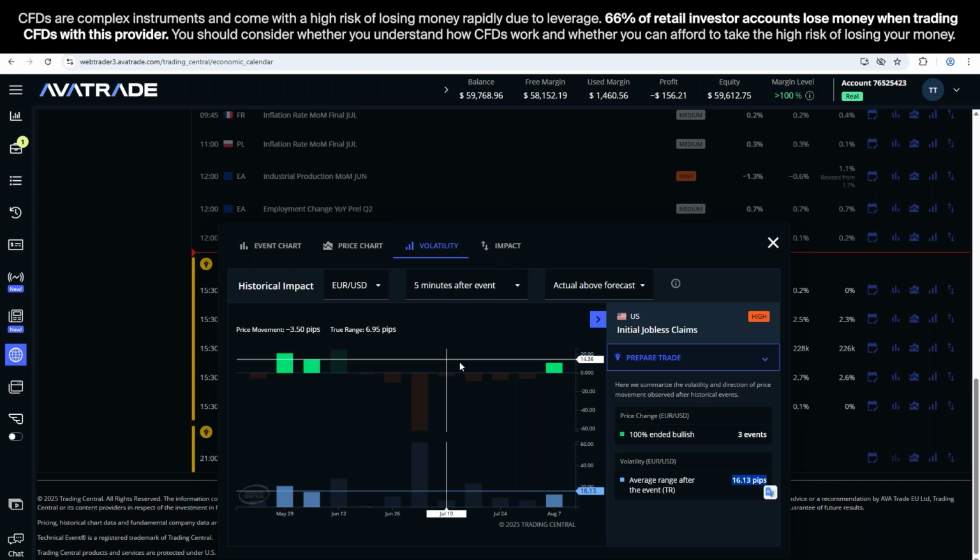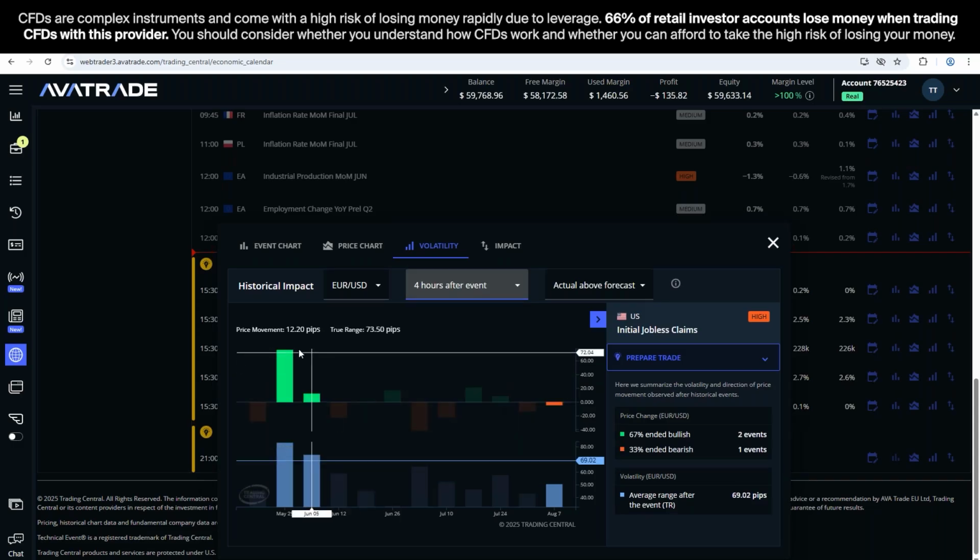This is worst case in the first 5 minutes. This would have been your entry, which is only 10 to 15 pips up. And then after 4 hours, this one was up 72 pips. This one was up 13 pips. And this one was down 4 pips, 3.5 pips. So here you'd have had a 13 pip loss.